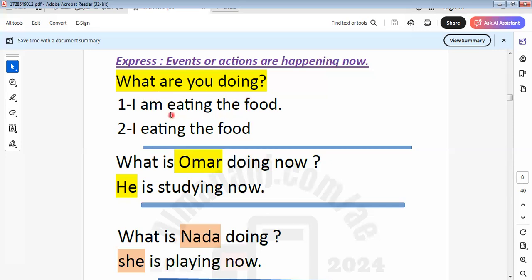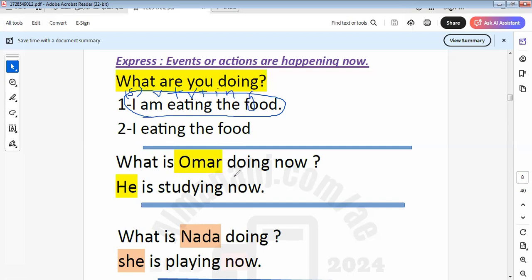What are you doing? We can say, I'm eating the food. Don't say I eating the food, it is wrong. Why? Because here we must use am, is or are plus the verb. We have the subject, the verb to be, plus the verb with the ing form. This is the formula of the present continuous tense.